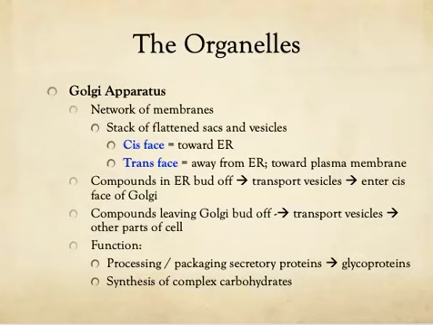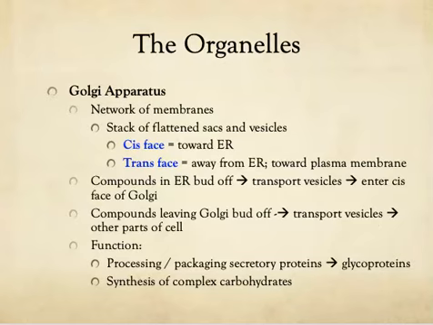Proteins that are packaged into transport vesicles that will bud off of the surface of the rough endoplasmic reticulum will then travel to different destinations in the cell. But many of those transport vesicles will carry the proteins to an organelle called the Golgi apparatus.